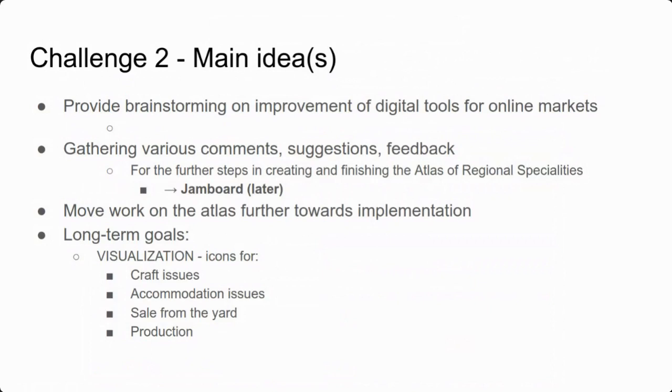Let's say the last one. The long-term goals are the best visualizations. So we are thinking about icons for craft issues, accommodation issues, sale from the yard, production, etc. And this could be on the same platform to really introduce the region. If we are successful, and the platform is successful too, we would like, as another type of long-term goal, to replicate it or use it also in other special regions, especially agriculture regions, as the basic business model for that, or maybe an alternative business model.